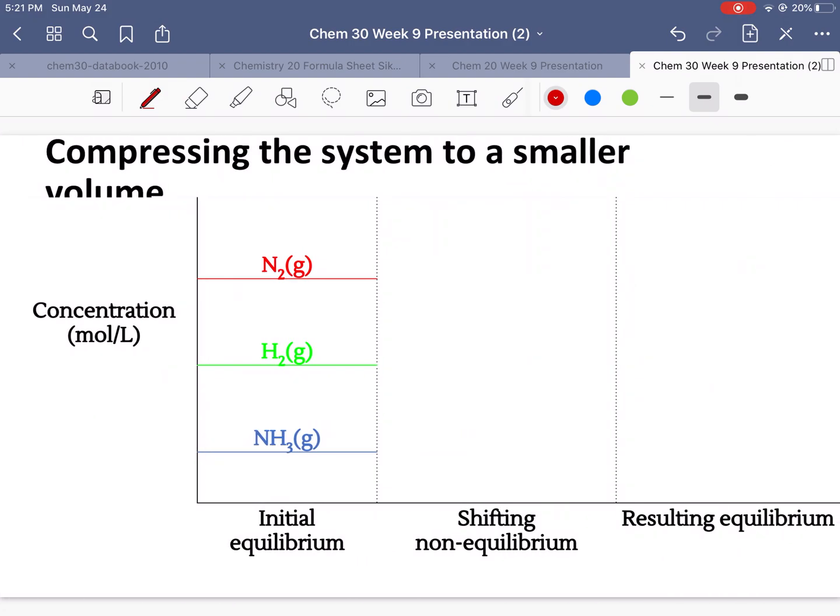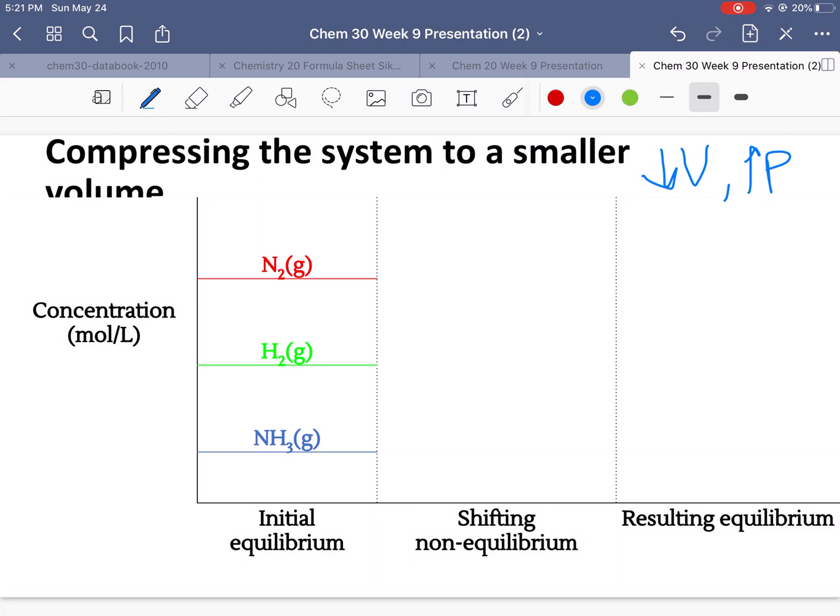Here's your example. We're going to compress a system to a smaller volume. So again, use that inverse relationship to make sense of this. If we are decreasing volume, that means that we are increasing pressure. So naturally, if it's a smaller space, smaller volume that you're dealing with, you're going to want to have the fewer number of particles.